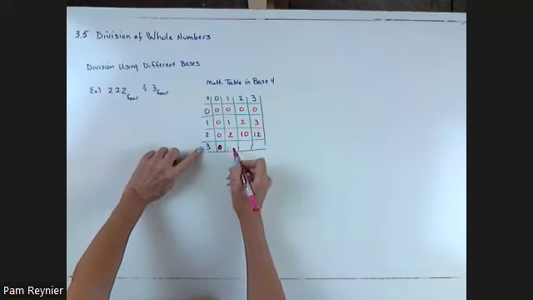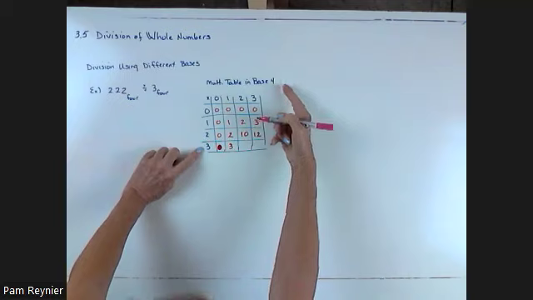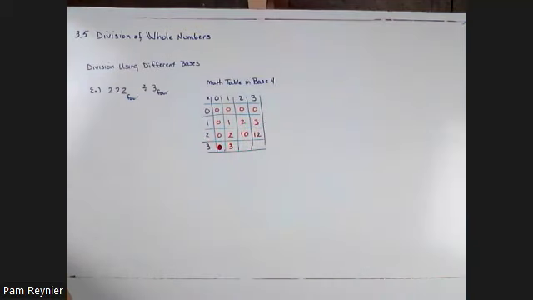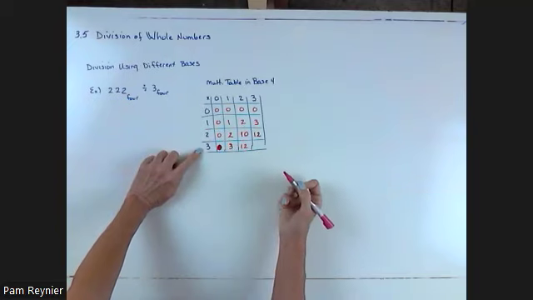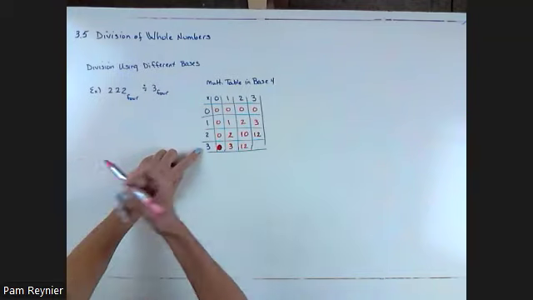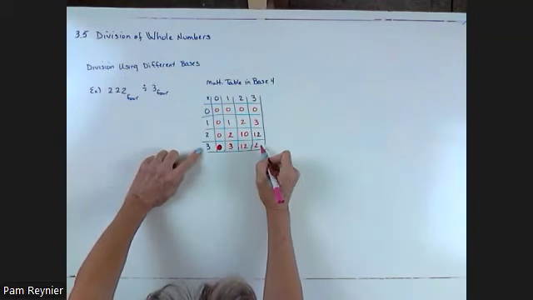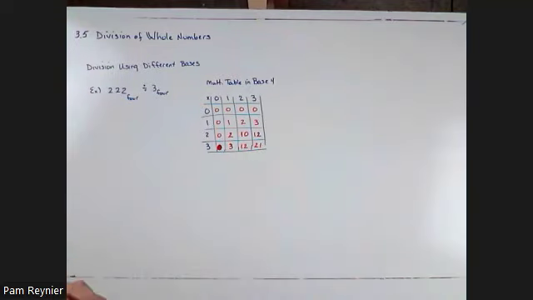3 times 0 is 0, 3 times 1 is 3, 3 times 2 is 6, 6 is bigger than 4, so we end up with one group of 4 and 2 left over. 3 times 3 is 9. 9 is definitely larger than 4. We get 2 groups of 4, which is 8, with 1 left over. So there's our multiplication chart that we can refer to.